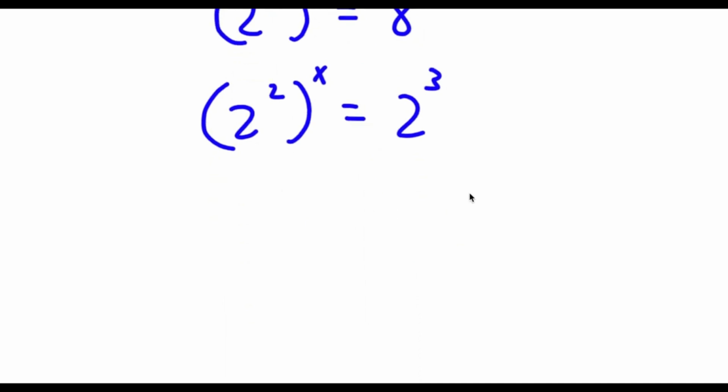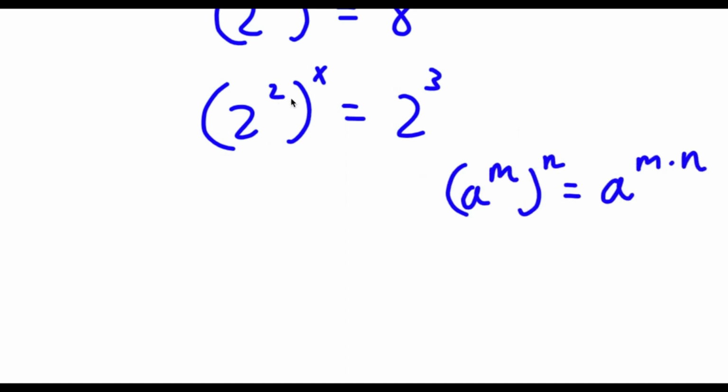Now, if I have something in the form a to the power of m to the power of n, this is equal to a to the power of m times n. So 2 to the power of 2 to the power of x, that's going to equal 2 to the power of 2 times x, which is 2x, which is equal to 2 to the power of 3.